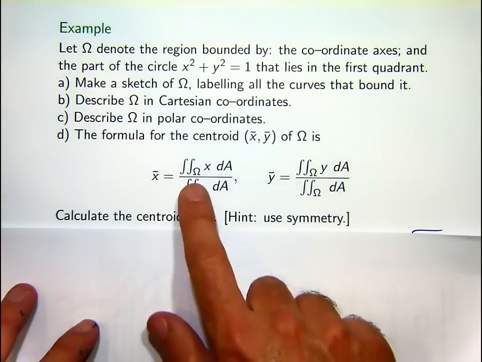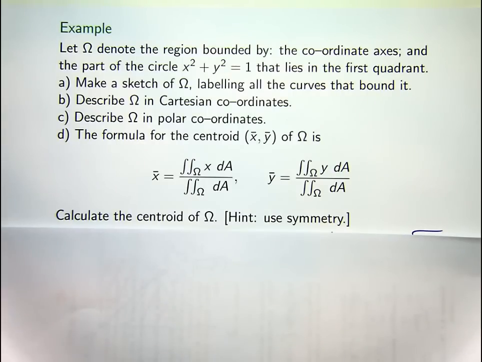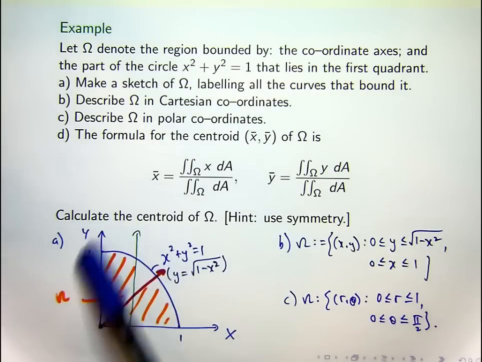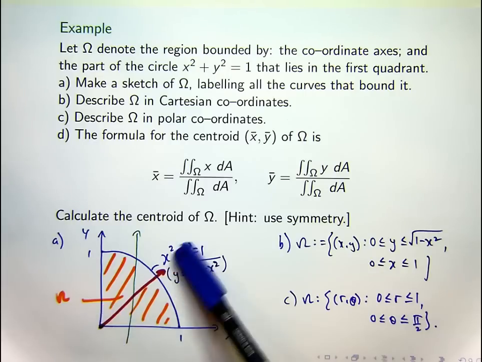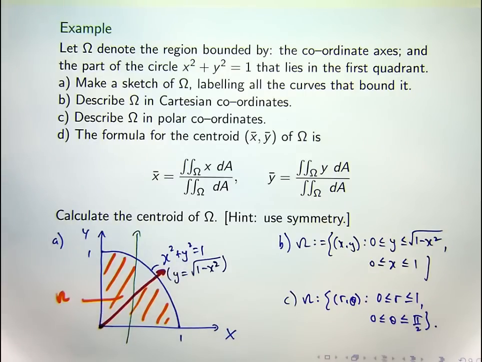There's a little hint saying use symmetry. Okay, so is there any symmetry in our disk? Yes, there is. In fact, that red line just conveniently happens to be a line of symmetry. So, where do you think that the centroid for that omega should lie? It should lie on that red line somewhere. In other words, x bar and y bar should be equal. Okay?